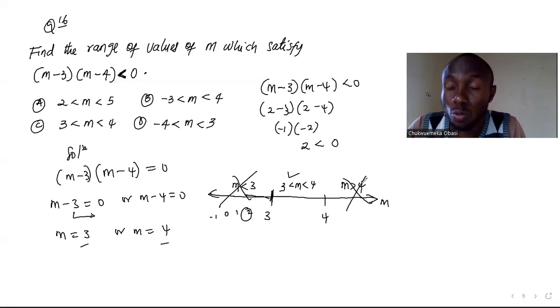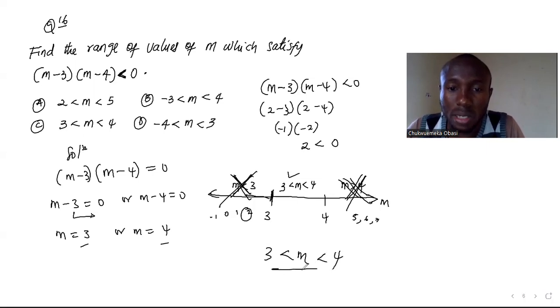You can also go and try numbers here. Numbers here will be 5, 6, 7, and all of that. So you can pick any of the numbers and try it. I tell you it's going to fail because this guy fails. Whenever this guy fails, here also will fail. And you pick this one. So whenever this guy is correct, here will be correct and here will fail. So our answer is 3 less than m less than 4. And that is option C.